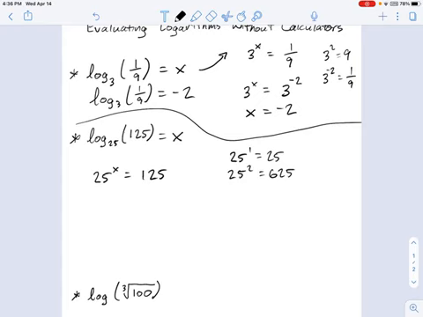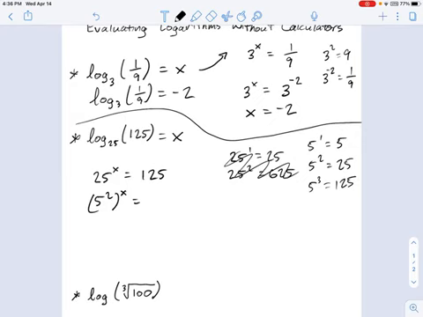But try to remember something about 25. We could also write that as 5 squared, right? 5 squared to the x. And if you think about it that way, now we can make something of this, because 5 to the 1 is 5, 5 to the 2 is 25, 5 to the third power is 125. Bingo, this is the one we want. So we're going to write the left side as 5 squared to the x power, and the right side as 5 cubed.